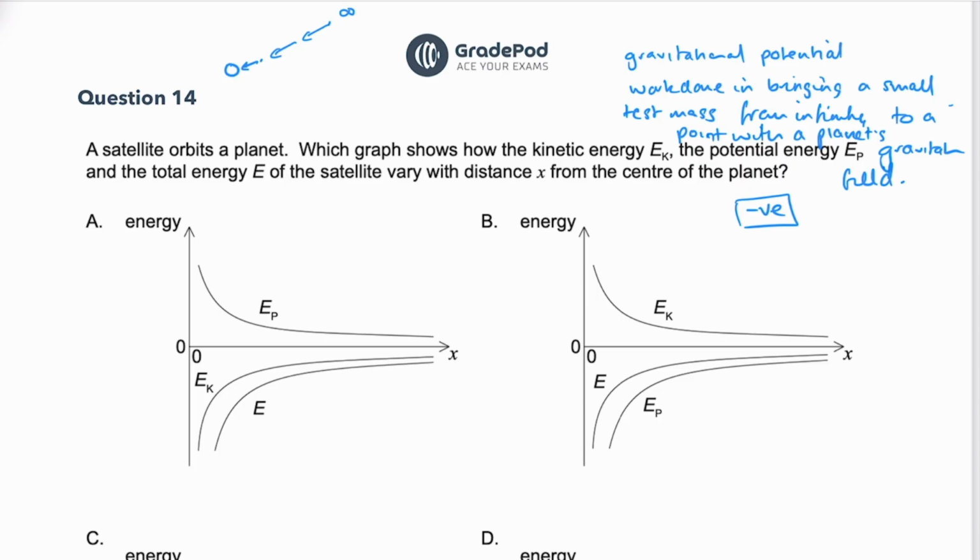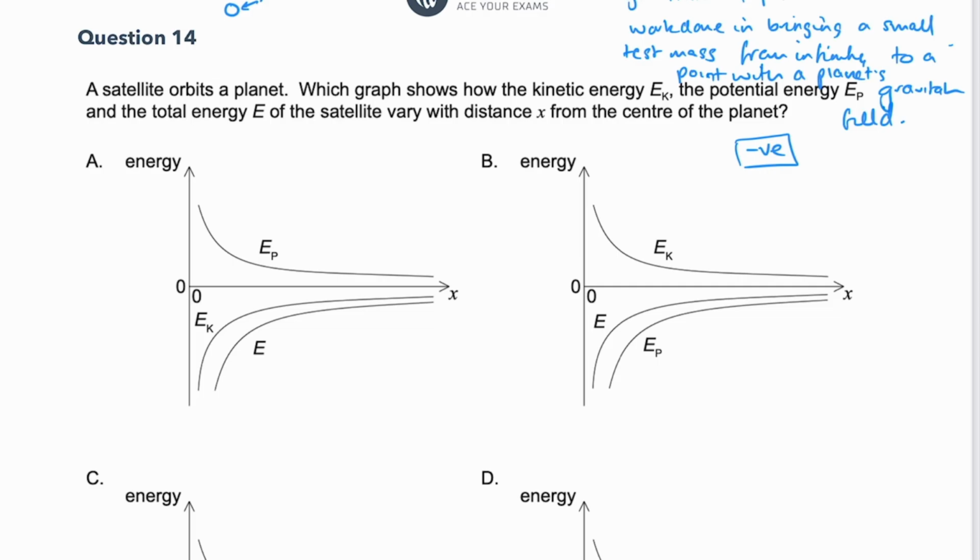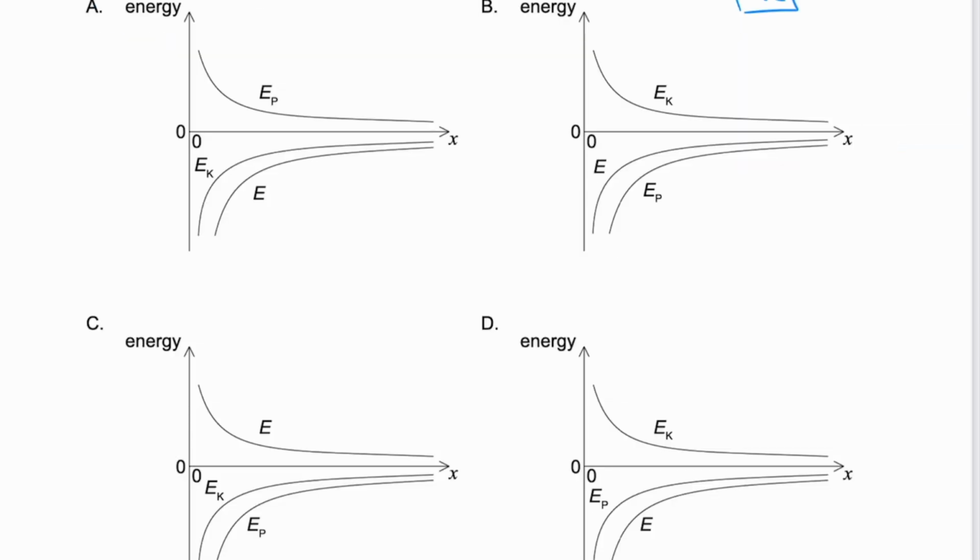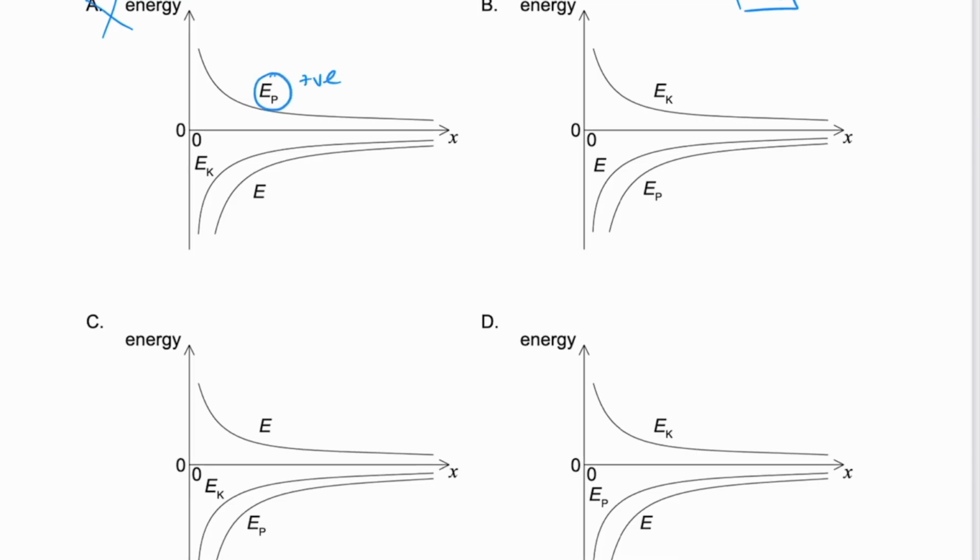And if we think about gravitational potential energy, we don't have to expend energy to get this test mass to the planet. Energy is expended upon it. That means our gravitational potential energy is negative. With that in mind, we know that A is incorrect because its gravitational potential energy here is positive, and that's not right. So we're looking at C, B, or D. And we know that kinetic energy is always positive. So in this graph here, C, they've got kinetic energy is negative, so that's wrong. Now we're looking between B and D.